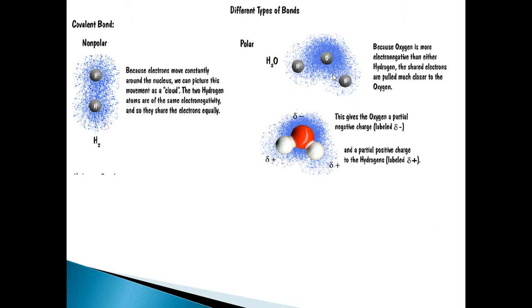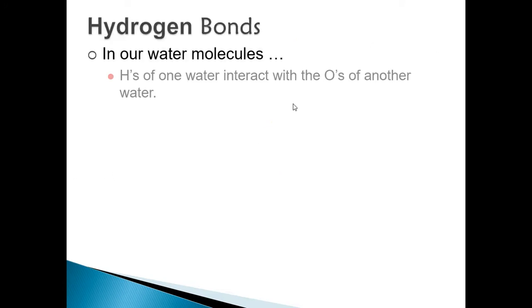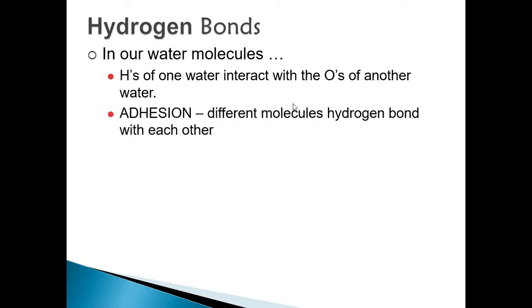And the result is you get a polar molecule. Okay, you have more negative charges hanging around this oxygen because the electrons like to go near the oxygen. Why? Because oxygen is more electronegative, so it pulls those electrons away from the hydrogens towards itself. Okay, hydrogen bonds, we know that in our water molecules, hydrogens of one water will always interact with the oxygens of another water. Some things that happen because of hydrogen bonding.